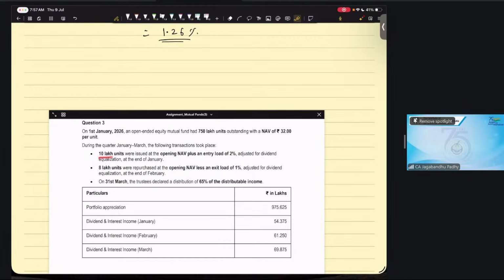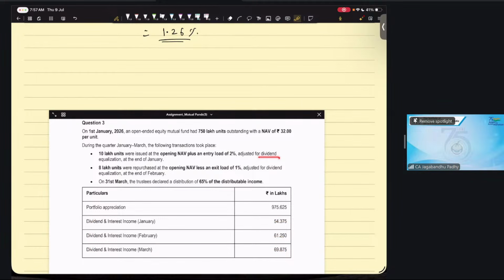So you issued 10 lakh units at an opening NAV plus an entry load of 2%, which is adjusted for dividend equalization at the end of January. Then 8 lakh units is repurchased at an opening NAV less an exit load of 1%, which is adjusted for again dividend equalization at the end of February. On 31st March, the trustees declared a dividend of 65% of distributable income. And you have the dividend and income which you have received in Jan, Feb, and March.